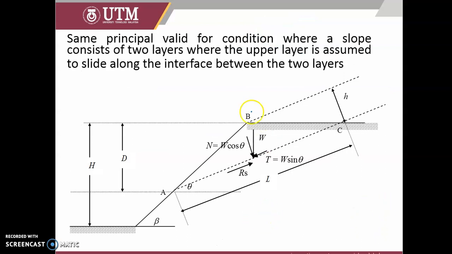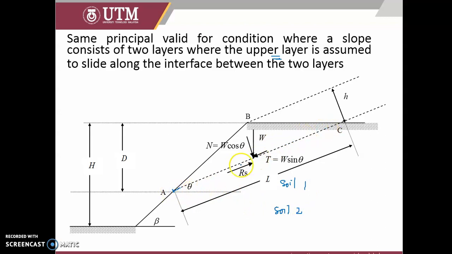Some finite slope problems are asked when there are two types of soil, the upper layer and another layer at the bottom. In principle, if we have two layers, the upper layer is assumed to slide along the interface between the two layers, meaning in the middle of the transition from soil 1 to soil 2. So sometimes failures occur and stop here.